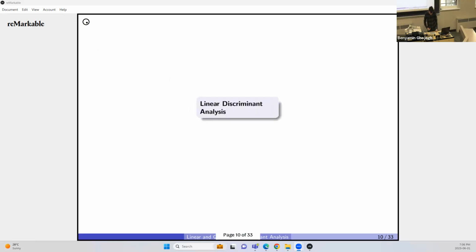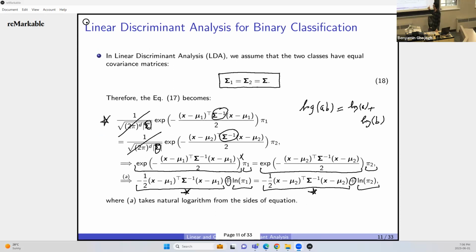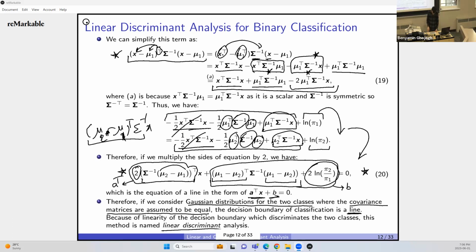Then we talked about LDA. In LDA, we make an additional assumption: let's assume the covariances of the two classes are equal, and denote them by sigma. When we do that, some terms simplify and cancel each other. After the simplification we discussed last session, we end up with equation 20, which is an equation of a line. So the decision boundary for LDA is just a line, hence the name linear discriminant analysis.